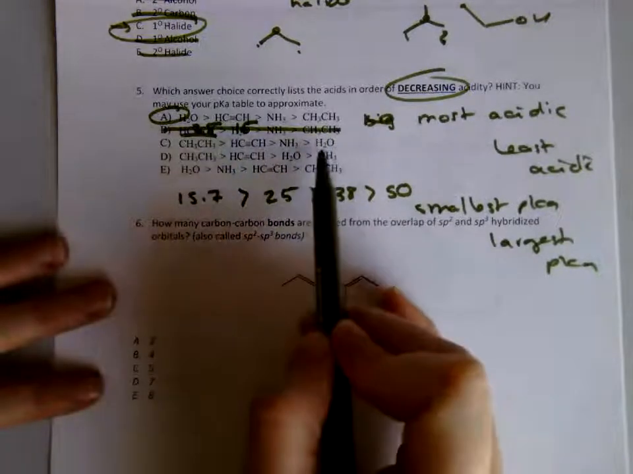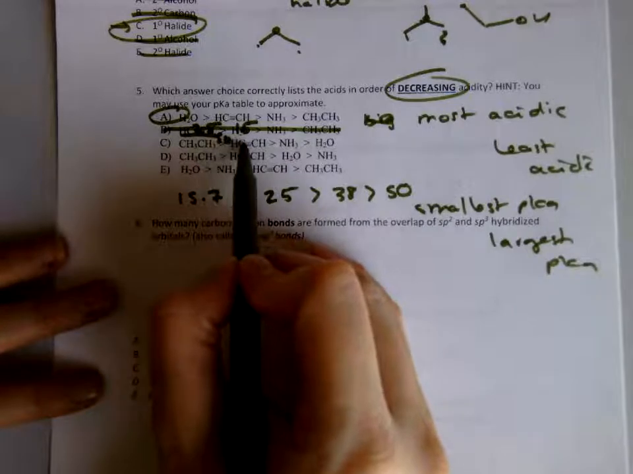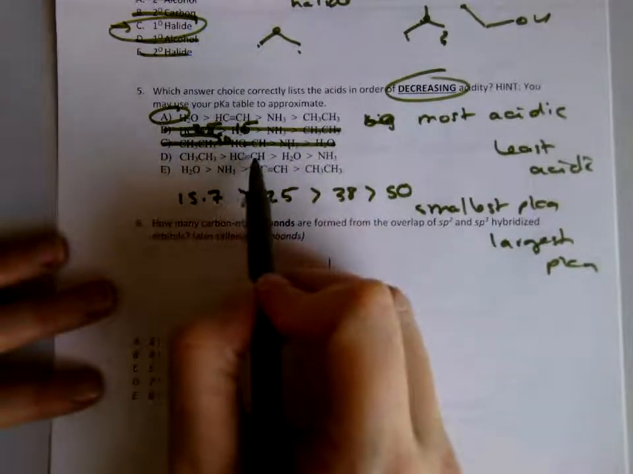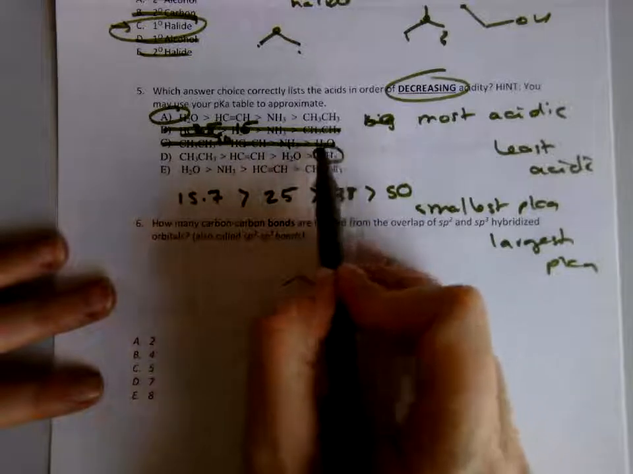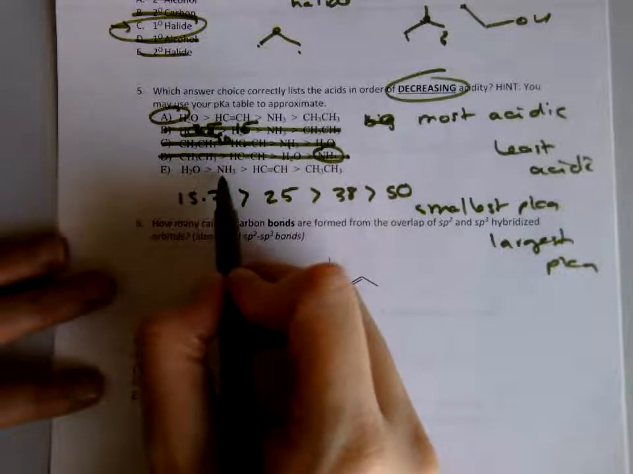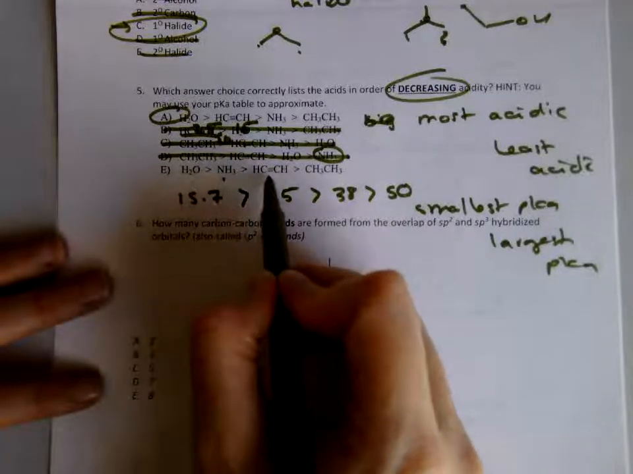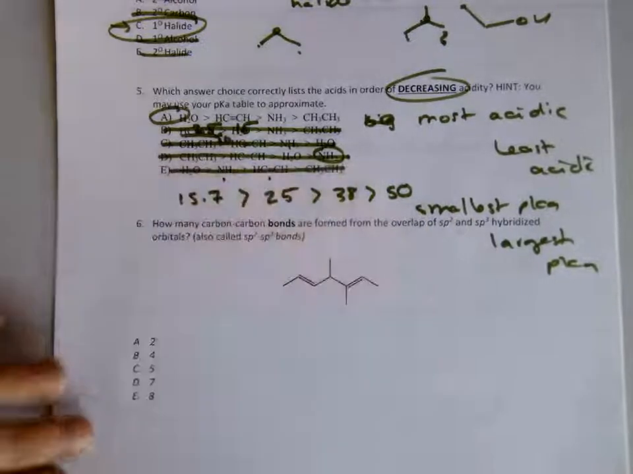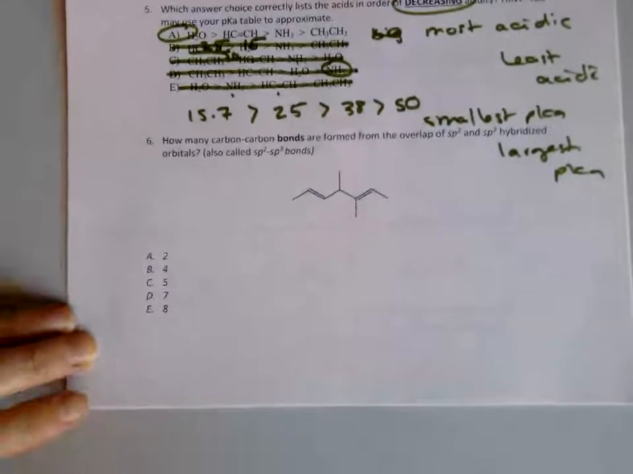This has 50 and then 25 and then 38, so that's definitely wrong. 50, 25, 15.7, 38, so that's wrong. And then 15, 38, 25, so that's wrong. So I'm confident in A.